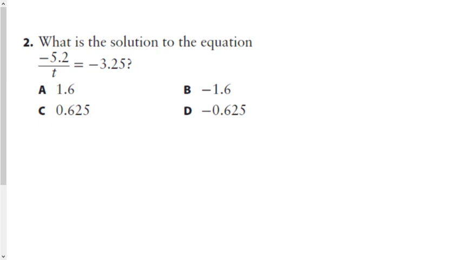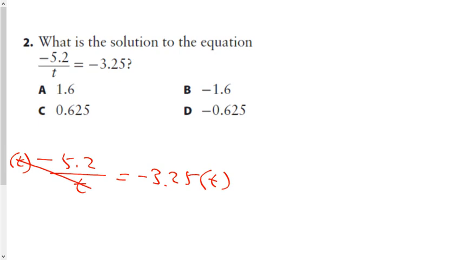Question 2 is section 1 question, 8.1. The variable is in our denominator, which is an unlikely place for a variable. So our solution is to simply multiply both sides by t to get it out of the denominator. We end up with negative 5.2 over here is equal to negative 3.2t.